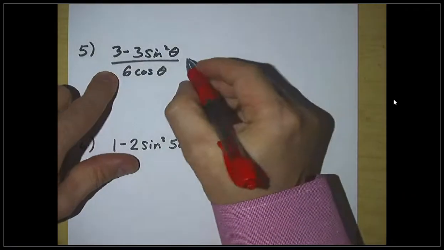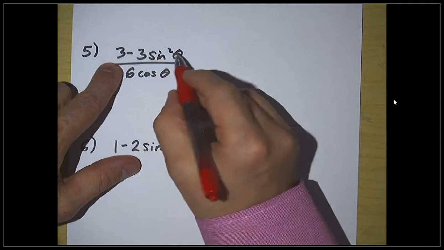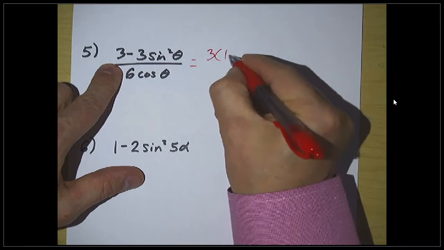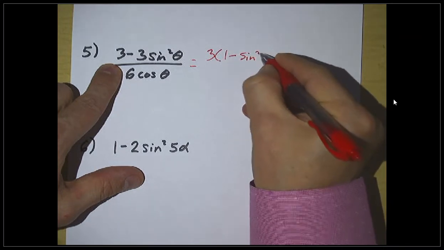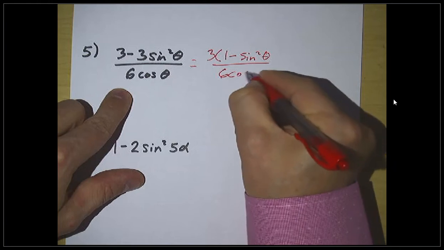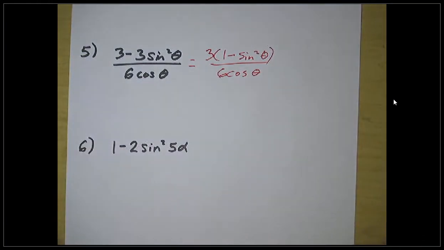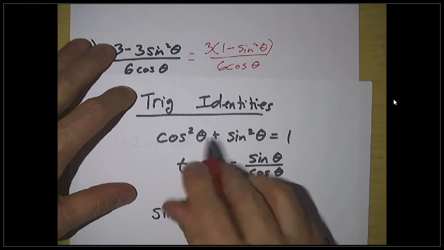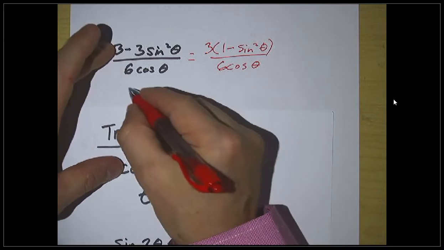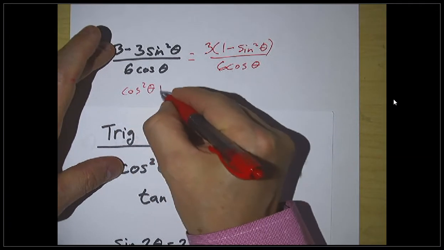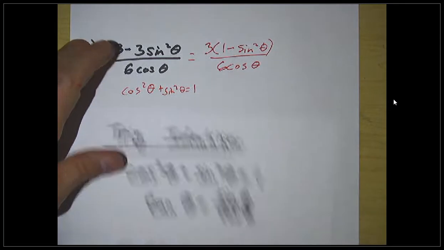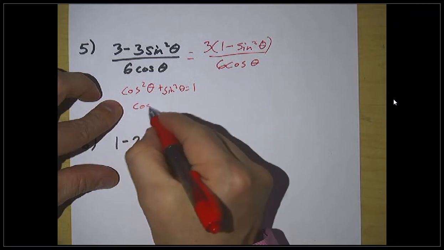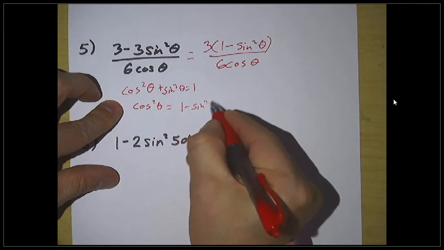The next problem, I have 3 minus 3 times sine squared theta. I'm going to factor out a 3. That's going to give me 3 times 1 minus sine squared theta over 6 times cosine of theta. And I'm going to borrow this problem. So the identity here, my Pythagorean identity, we have cosine squared theta plus sine squared theta equals 1. If I solve for cosine squared theta, that's going to give me cosine squared theta equals 1 minus sine squared theta.